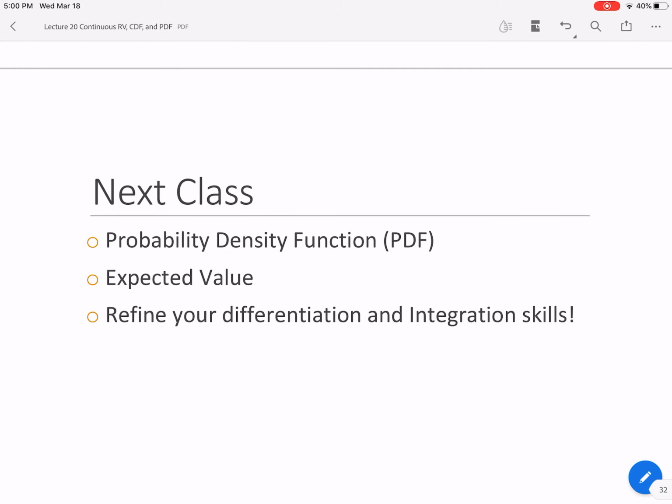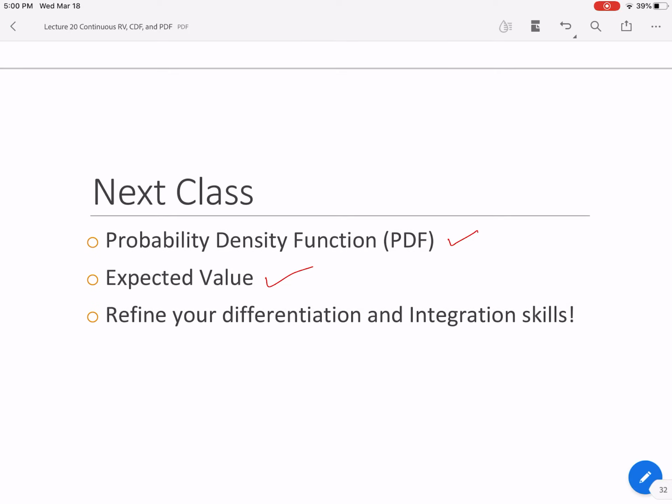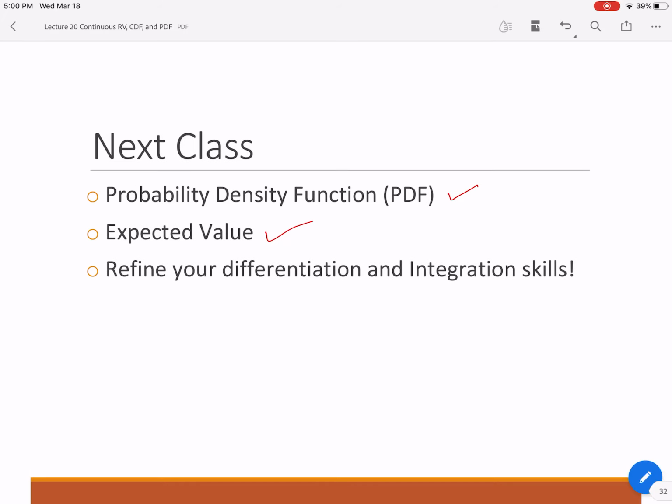In my next lecturette, I'll discuss the probability density function, which is the most commonly used function to calculate probabilities for different events for a given random variable. We are going to discuss the expected value of a continuous random variable, and we will also refine our differentiation and integration skills. Now, for Wednesday's in-class participation, here's what I would like for you guys to do.